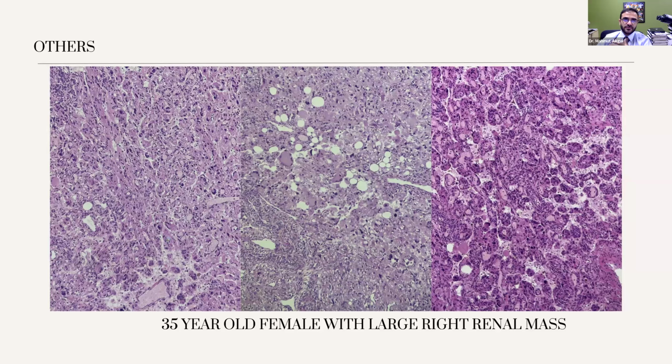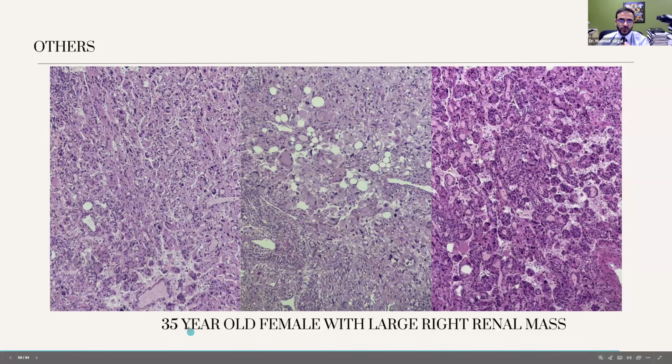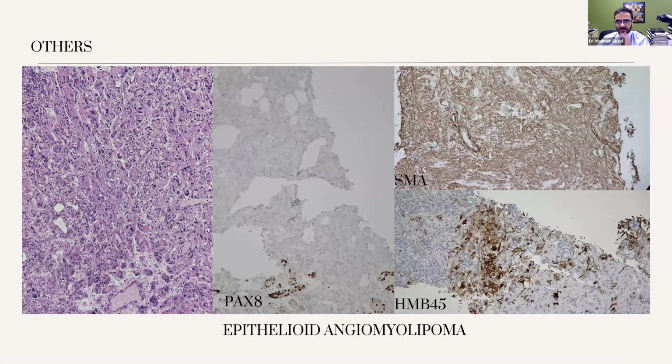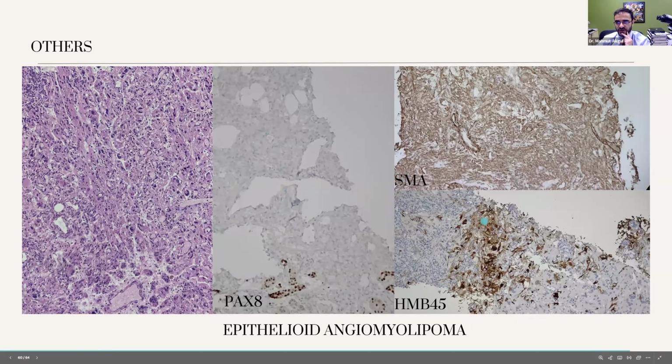The diagnostic criteria for epithelioid AML are, I think, somewhat arbitrary, but what I would like to see is high-grade atypia, multinucleated tumor cells, atypical mitotic activity. In this case, it was from a 35-year-old female with a large right renal mass, and I got both the resection and the biopsy. In the biopsy, PAX8 was negative, SMA was diffusely positive, and HMB45 was positive. So it was an epithelioid angiomyolipoma.